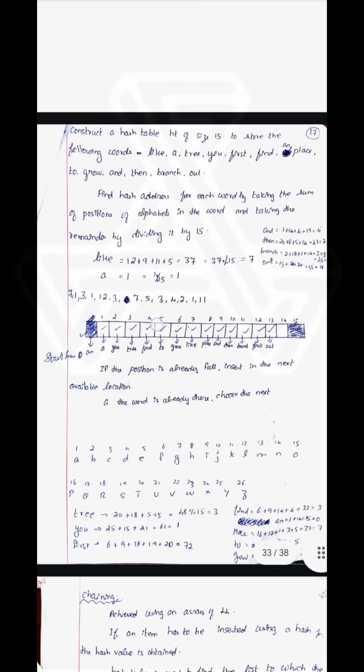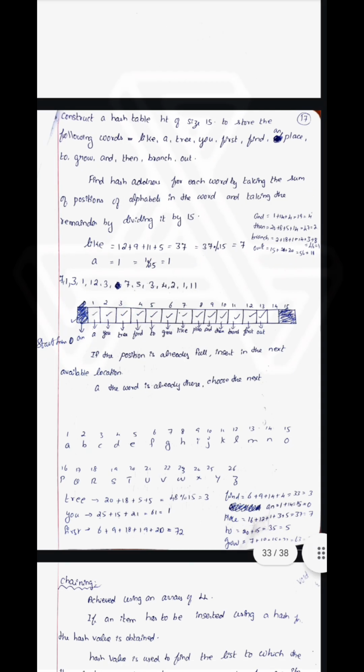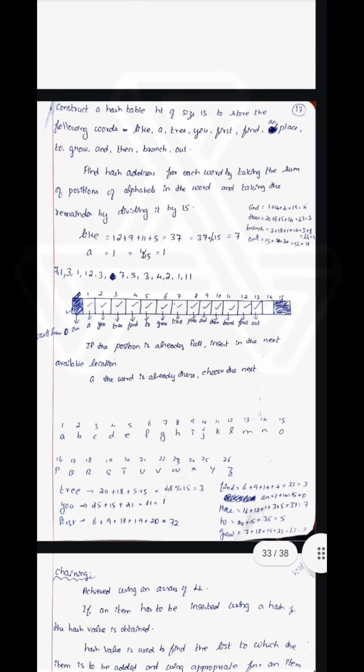Then construct a hash table of size 15 to store the following words: tree, you, find, friend, first, to grow and then branch out. Find the hash address for each word by taking the sum of the positions of the alphabets in the word, taking the remainder by dividing by 15. For example, 1, 14 and 4 equals 19. 19 modulo 15 is 4. So it will be kept in the fourth position of the table.